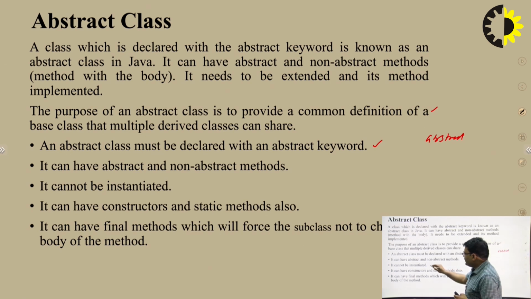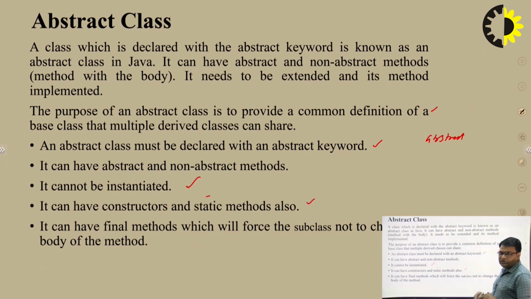It cannot be instantiated. That means we cannot make objects of that particular class. We can create a reference variable of that class, but we are not creating an instance or object of that particular class. That means this class cannot be instantiated, and we cannot create objects of that particular class.